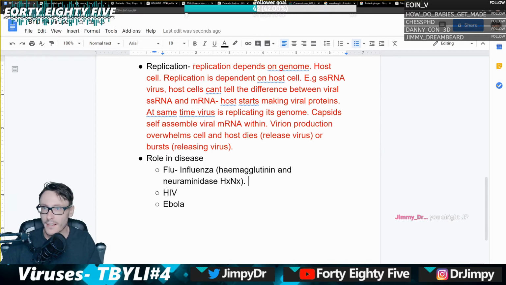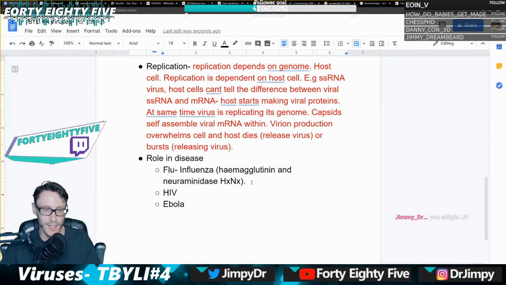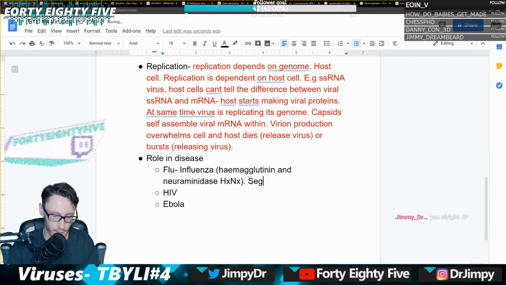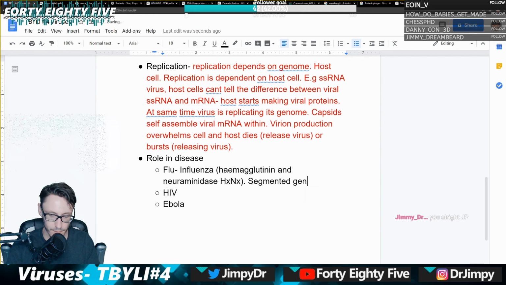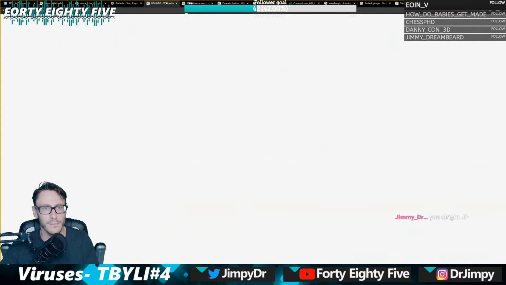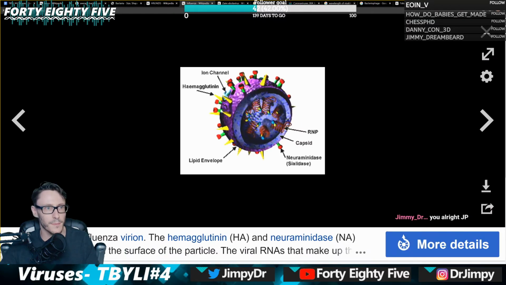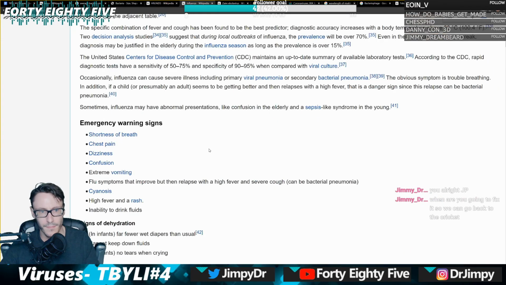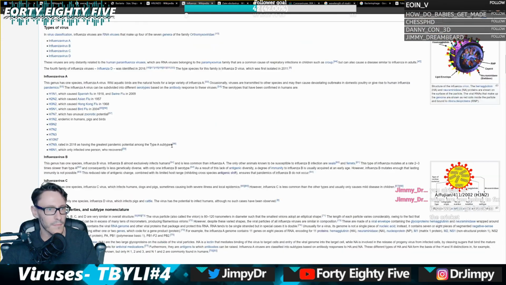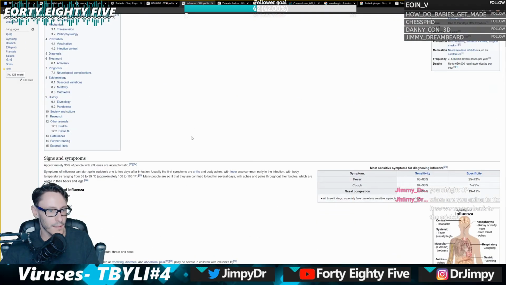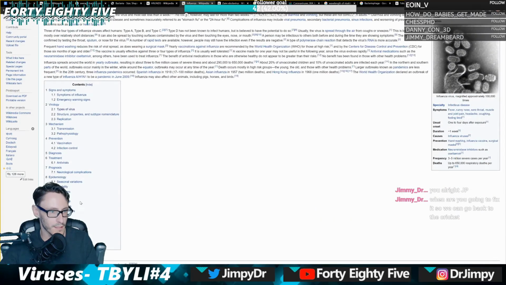Another thing that is quite interesting about flu virus is the fact that it has what's called a segmented genome, right? I think it has, is it 8 separate segments of its genome? I think it is. Let's have a look. Where's the genome? I'm pretty sure it's 8. Type of virus, subtypes, nomenclature.